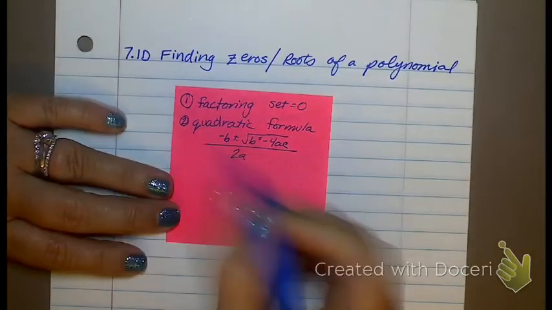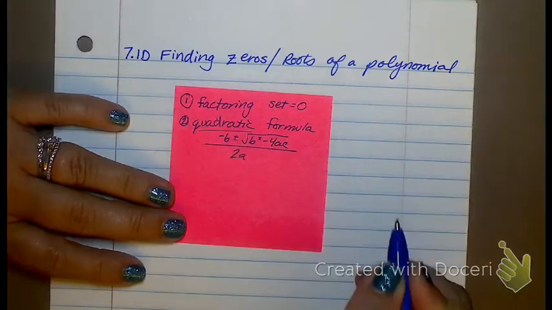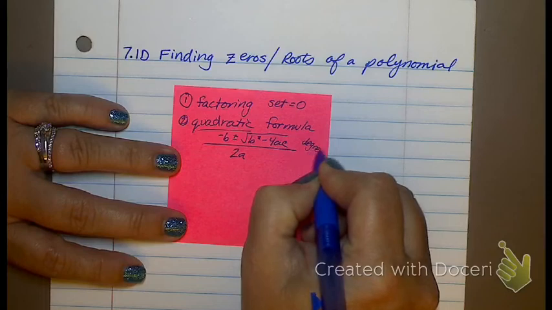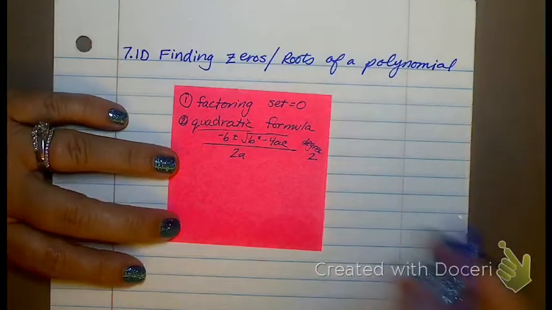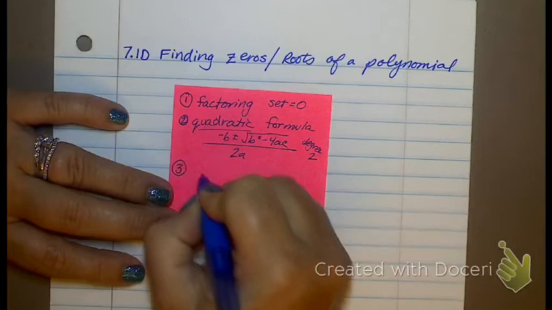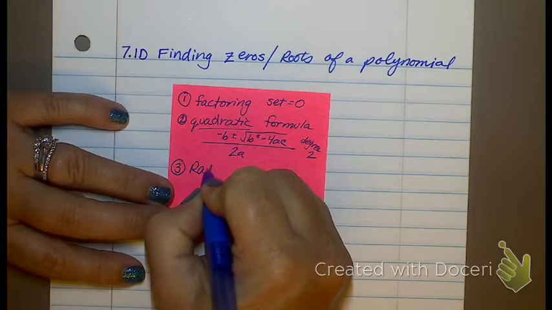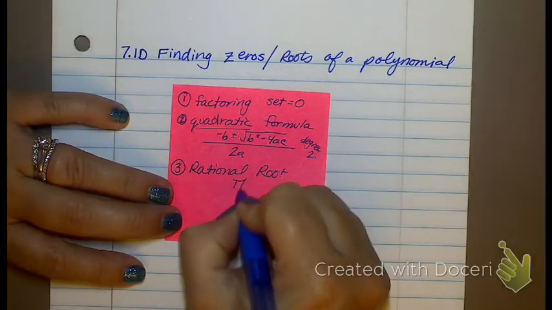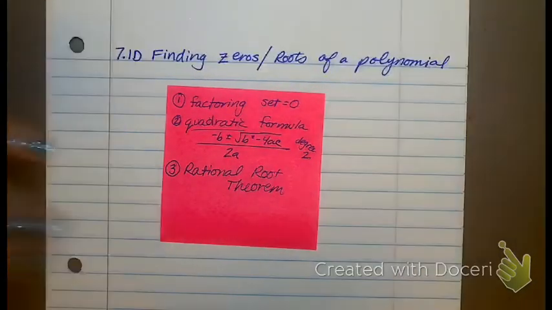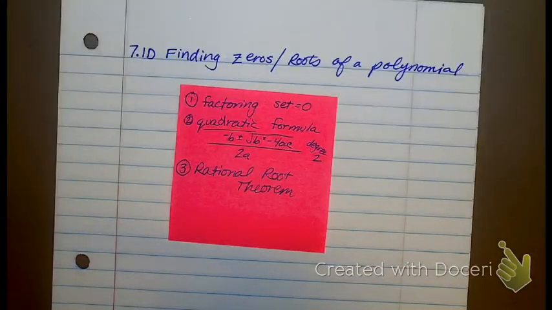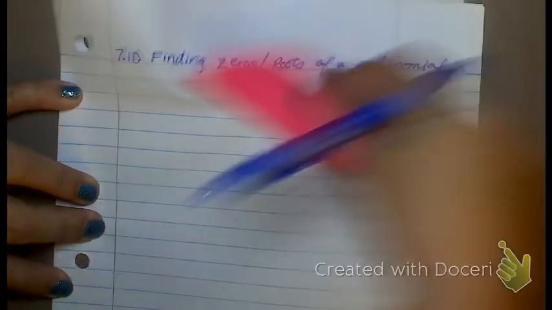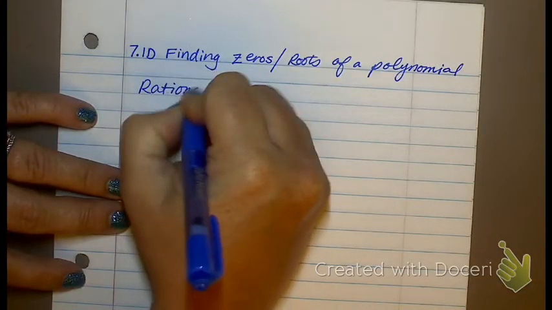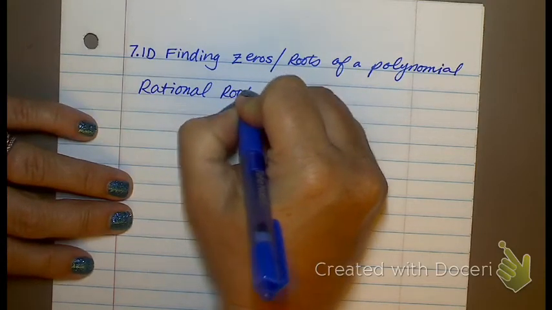But if neither of those are going to work for us, keeping in mind quadratic formula can only be used in a degree 2 equation, our third option is using this thing called the rational root theorem. And this is really the last method we're going to talk about for finding roots. Okay, so let's figure out what this rational root theorem discusses.